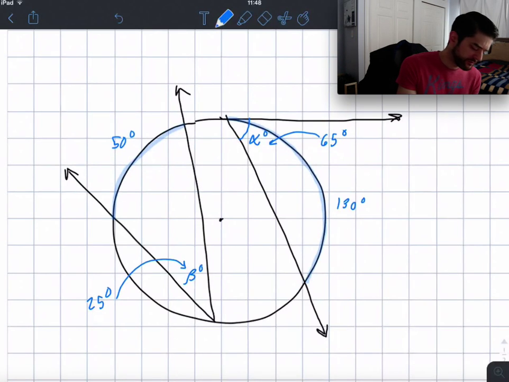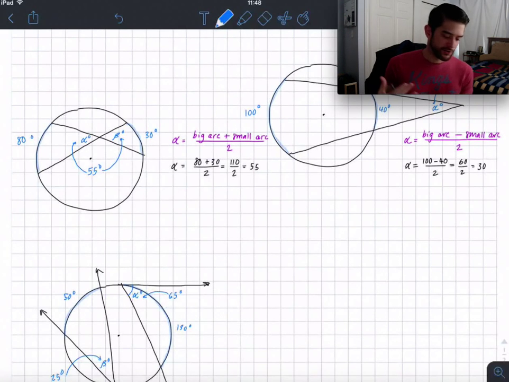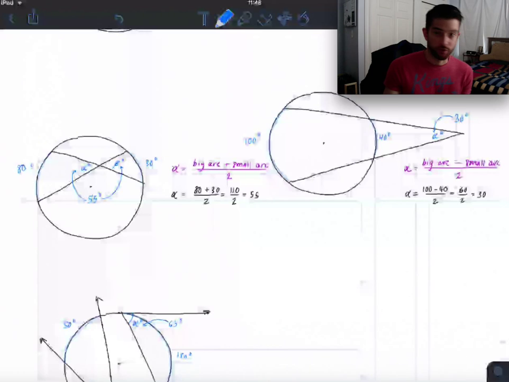So these are just a couple of weird things that crop up with intersecting lines and circles and central and inscribed angles that might help you when you're tackling a large circle network.